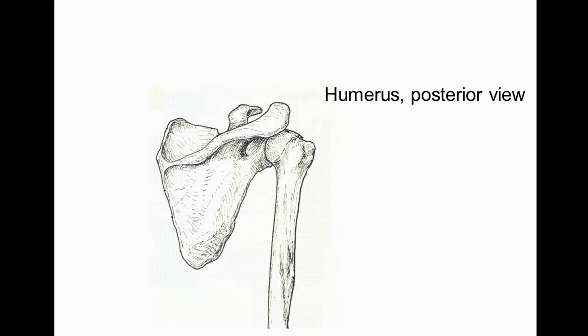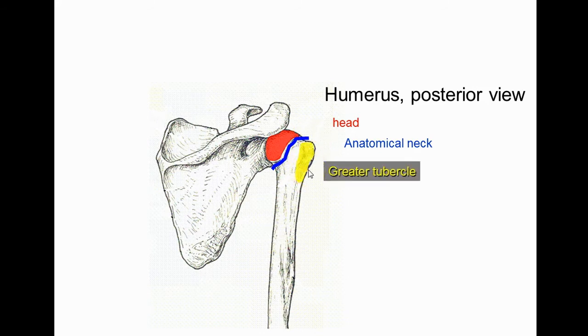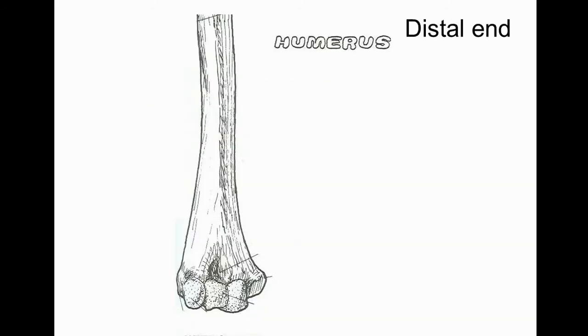Let's take a look at the posterior view, and we'll copy our answers over to this side. So here's the head, and right next to it you can see how it does narrow a tiny bit. That's going to be called the anatomical neck again. From the posterior view, we can get a better look at how much of a projection this greater tubercle is. So there's the greater tubercle, same colors as before. The lesser tubercle is unseen in this view because it's on the anterior surface. This is also a better view of the deltoid tuberosity. You can see something special is going on there, and that's where the deltoid muscle is going to insert onto the bone.